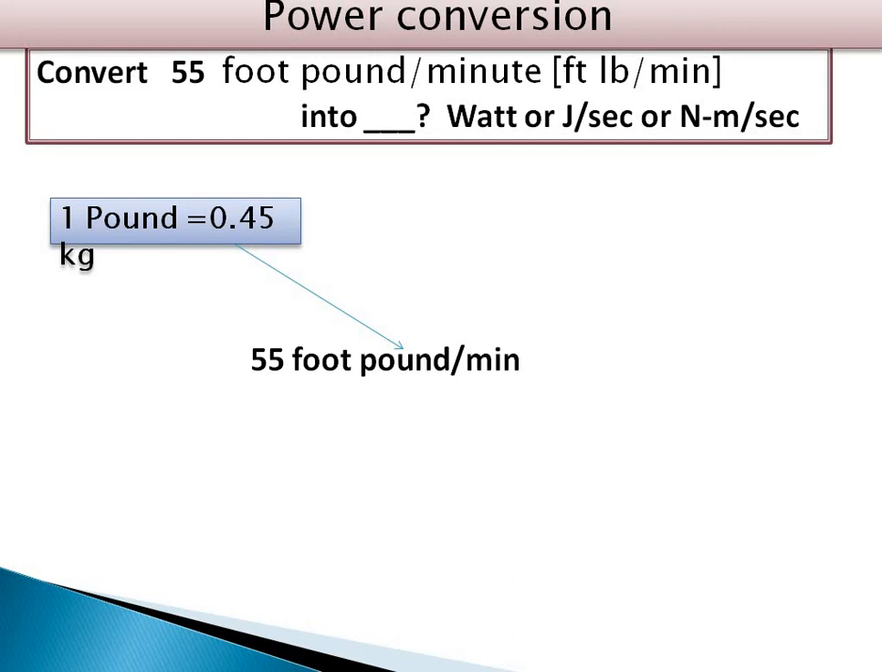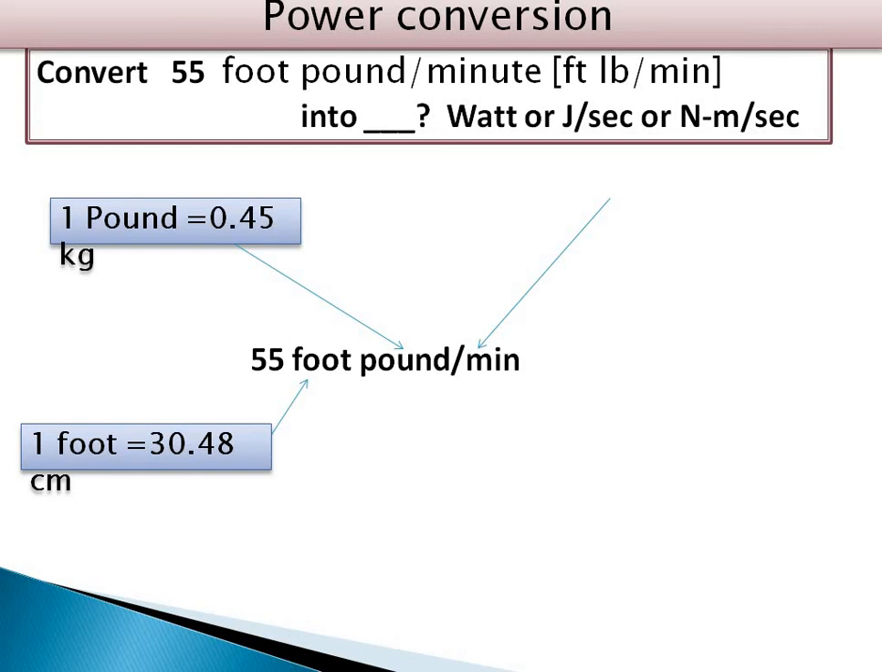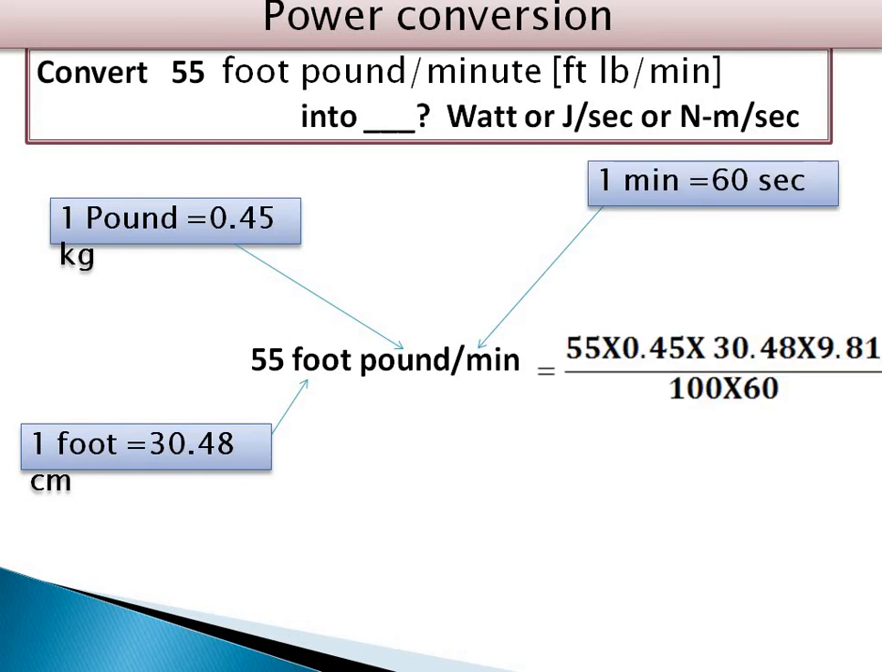Okay. Similarly, 1 foot is nothing but 30.48 centimeter. We have to convert it into meter, and 1 meter is 100 centimeter. So 1 foot is nothing but 30.48 divided by 100 meter, and time in minute: 1 minute is equal to 60 seconds.